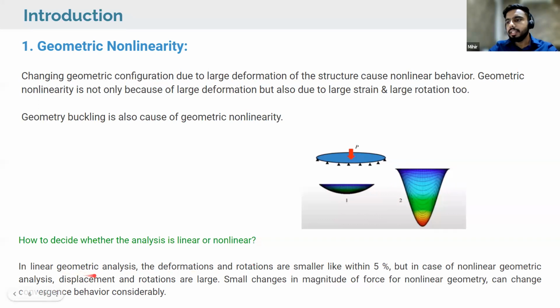In linear geometric analysis, the deformation and rotation are smaller, close to 5% in the general aspect. But in nonlinear geometric analysis, displacement and rotations are quite large. Even a small change in the magnitude of force for nonlinear geometry can change convergence behavior considerably. Even a small change in force after this point changes the deformations quite drastically, and the stiffness matrix will change a lot.